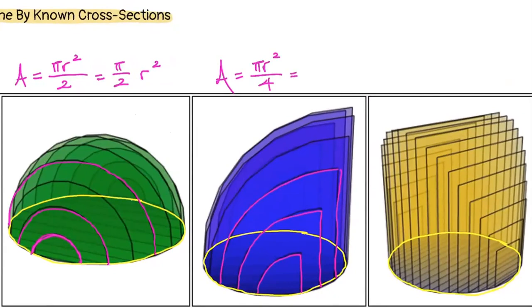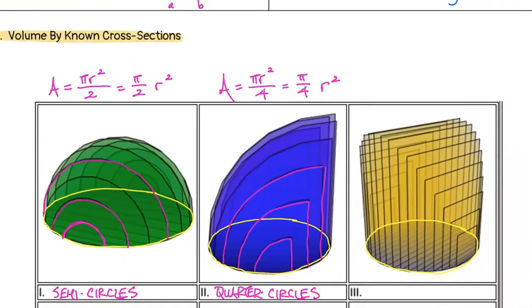And if we, again, prepare our brains for what we want to do, we know we're going to be integrating. We're going to bring those constants, pi over 4, to the front. And then the r squared is going to be the part that we integrate. Right? All right. Yellow ones. Each of these cross sections, right?